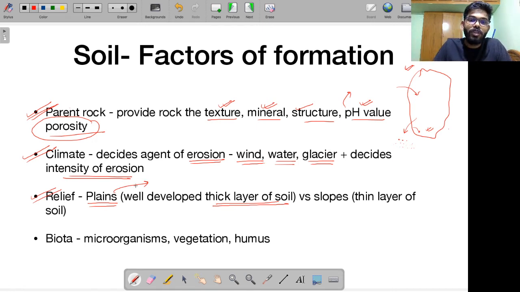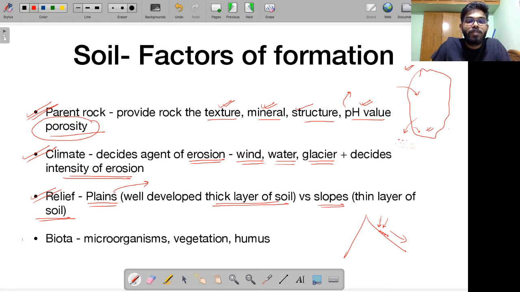In India also, if you see the northern plains, they are responsible for the majority of the food crop production in our country. Why? Because they have a well-developed thick layer of soil. On the other hand, if you look at the slopes, there is only a thin layer of soil. Why? Because the soil lying on a slope is easily washed away as soon as there is wind blowing, water, rainfall, etc. So that is the reason you see only a thin layer of soil on slopes.